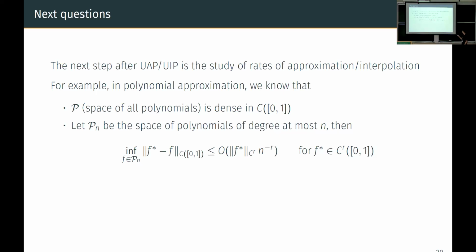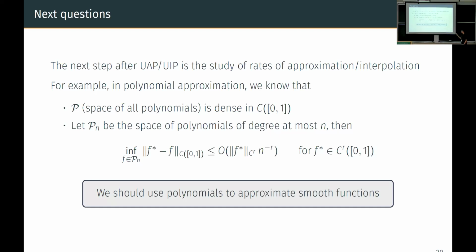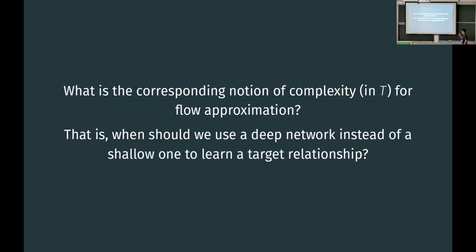So what this result tells you is we should use polynomials to approximate smooth functions, right? So if you have a very smooth target, you should use polynomials. And also vice versa. If your functions are not smooth, you shouldn't use polynomials. Now the question is, what is the corresponding notion of complexity in terms of flow approximation?